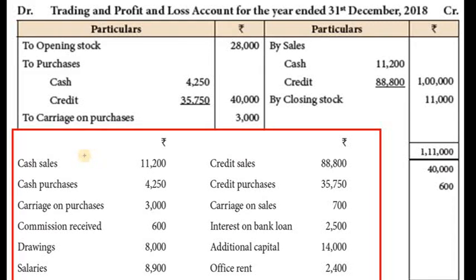Here we have a snapshot of the additional information part. In the additional information part, we have information regarding cash purchases, credit purchases, cash sales, credit sales.